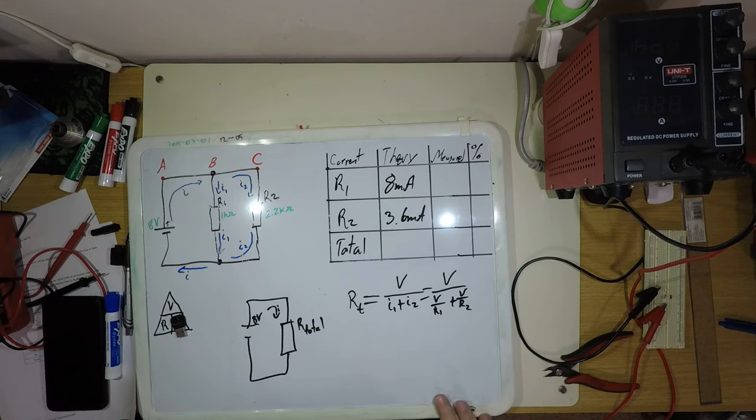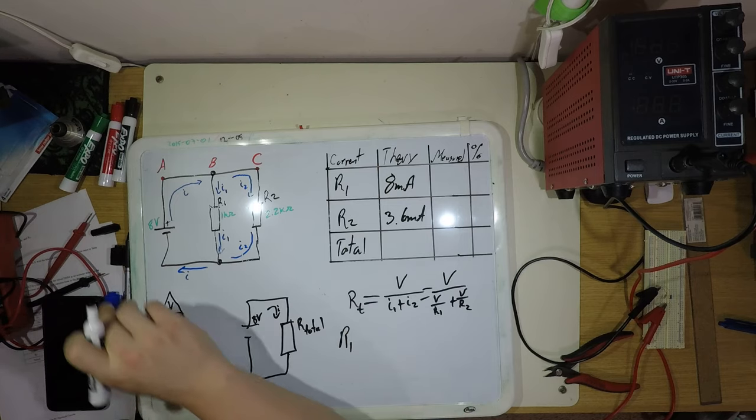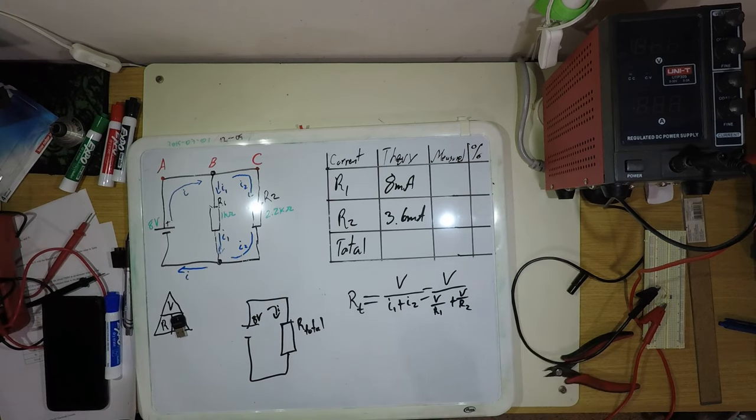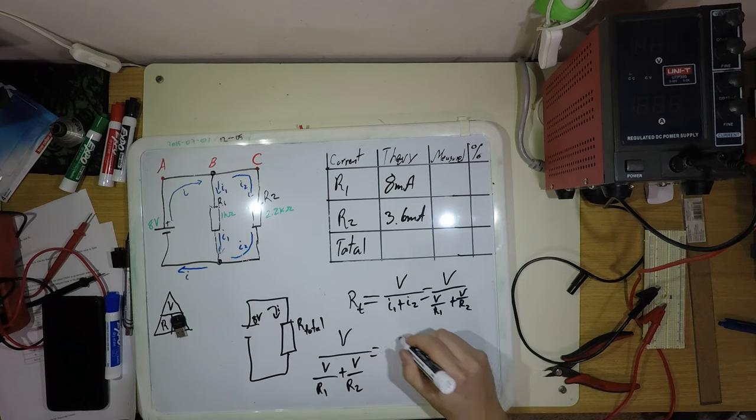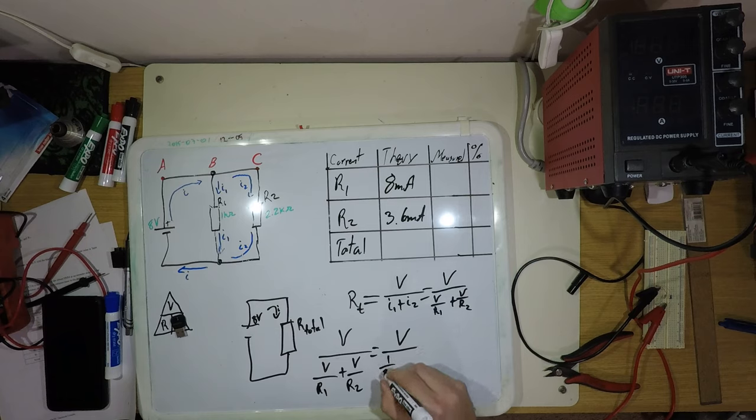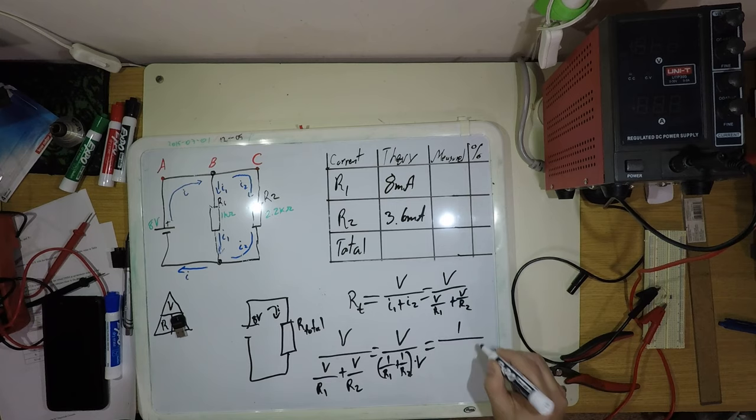Oddly enough, this entire thing simplifies. So, now, I'm just going to copy this down here so that I can have more space. RT is equal to V over V over R1 plus V over R2. This can be simplified. V over 1 divided by R1 plus 1 divided by R2, all of that times V. The V's cancel out. So we are left with 1 over R1 plus 1 over R2 rather.